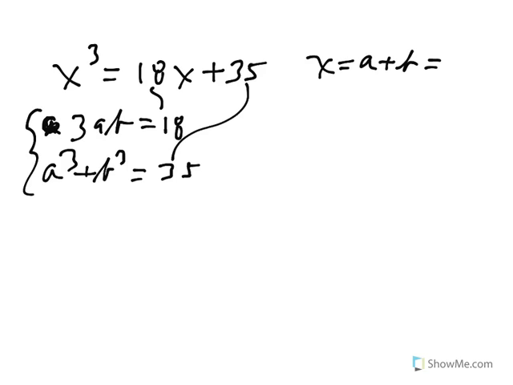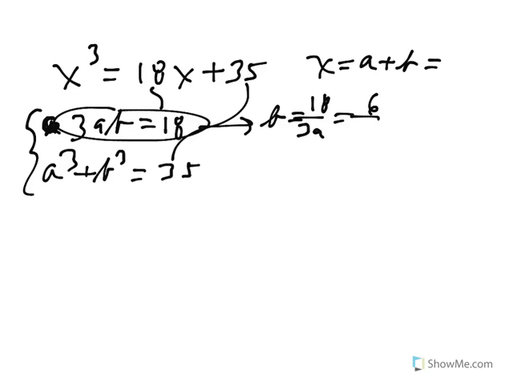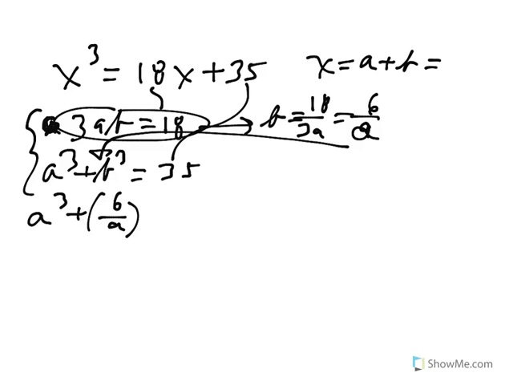And a and b are going to become 2 and 3, because 3 times 2 times 3 is 18, and 2 to the third plus 3 to the third is 35. So how do we get that? Step 1 is to divide both sides of this equation by 3a, to get 18 over 3a, which reduces to 6 over a. Then substitute 6 over a for b in the second equation.